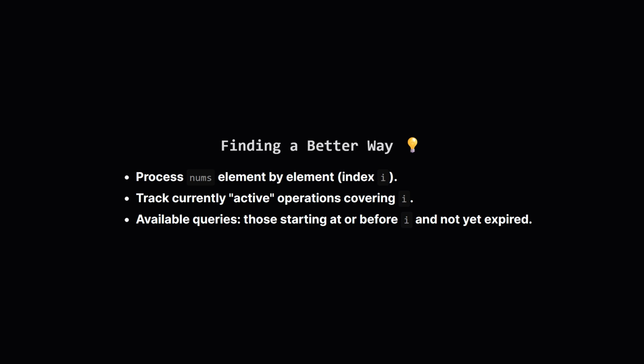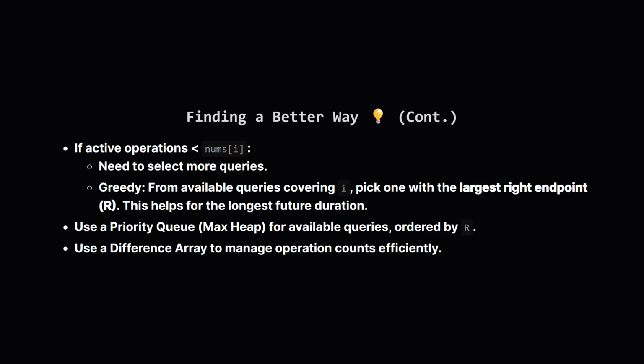Let's think about processing the list one position at a time, from left to right, let's say at an index i. At each i, we need to know how many operations are already covering this spot from queries we've previously selected. We also need a way to see all the new queries that start at this current index. These new queries become available for us to use. Now, if the number of currently active operations is less than what nums at i demands, we have to pick more queries. Which ones should we pick?